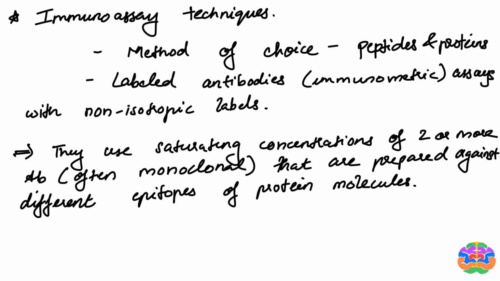Next are immunoassay techniques, which are most widely used in our day-to-day laboratories. It is also the method of choice for peptides and proteins. Here, labeled antibodies or immunometric assays are used with non-isotopic labels. They use saturating concentration of two or more antibodies, which are often monoclonal, that are prepared against different epitopes of protein molecules.